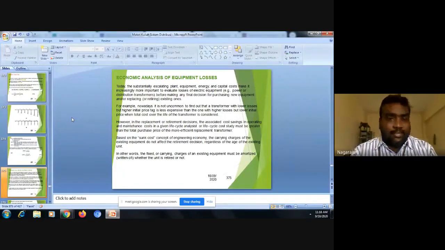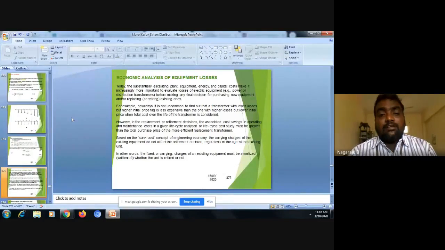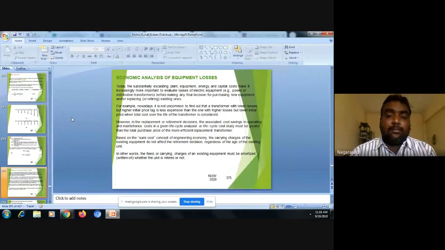Okay, so this is about the calculation of the cost when you go for the economical analysis of the equipment losses. So always remember, in the way of plant, in the way of equipment, in the way of energy and capital cost, it increases rapidly. These costs make it more important to evaluate losses of electric equipment. Okay, so where is the loss? In the power distribution transformer, you have some losses.